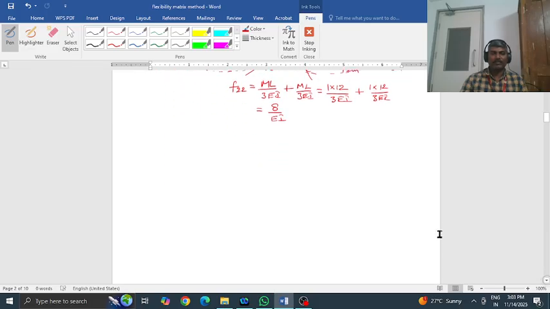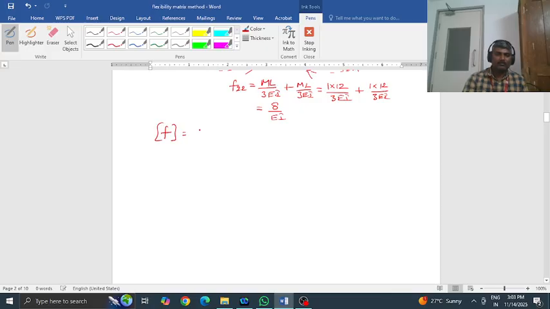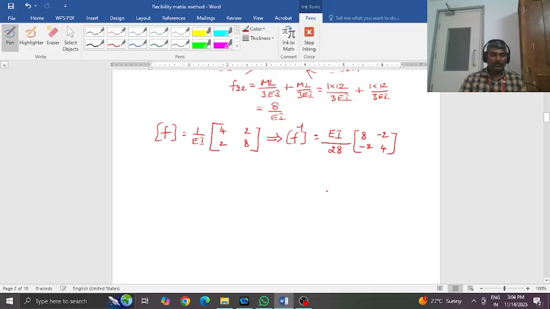I'll write the F matrix. The flexibility matrix, taking 1 by EI common: first value F11 is 4 by EI, then 2 by EI, 2 by EI and 8 by EI. This is our F matrix. Now for F inverse, you need the inverse matrix, right? So inverting this will give you EI divided by the determinant, 32 minus 4, so it is 28, times the matrix 8, minus 2, minus 2, 4. So this is the inverse of the matrix.